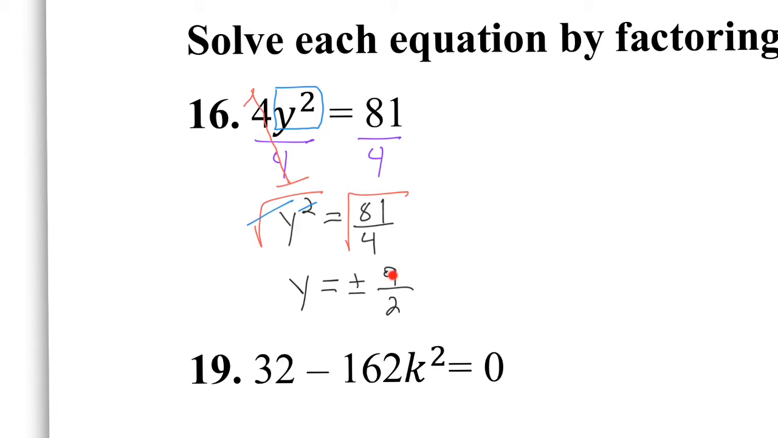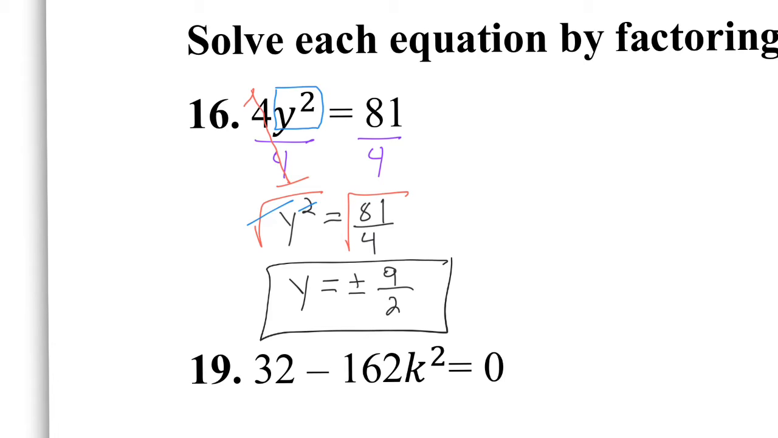Square root of 81 is 9, so I don't need that radical anymore. Square root of 4 is 2. I don't need that radical anymore. And you guys cannot simplify the fraction, so I solve by using the square root rule. Now, what does it mean? Y equals plus or minus 9 over 2.